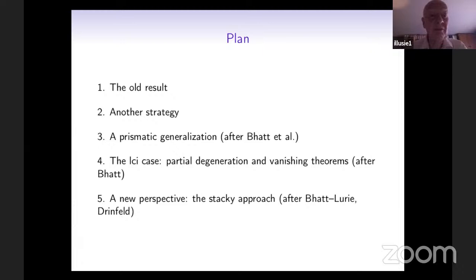So the plan of my talk is that I will first recall the old results of over 30 years ago, then sketch another strategy or approach, maybe, which has some prismatic generalization, which I learned from Bhargav. And briefly discuss some applications in the singular case, which was not treated in my paper with Deligne, especially the LCI case, where I get a partial degeneration and vanishing theorems. And I would like to save some time to discuss what is really exciting: this new perspective that Bhargav explained yesterday, the stacky approach due to him and Lurie and independently to Drinfeld.